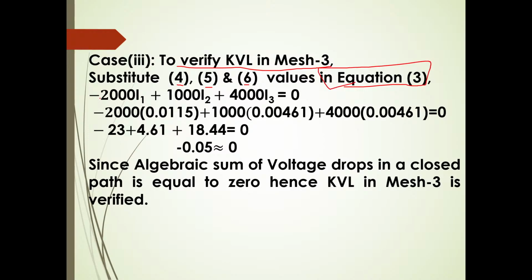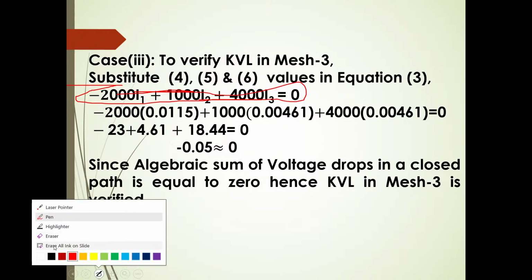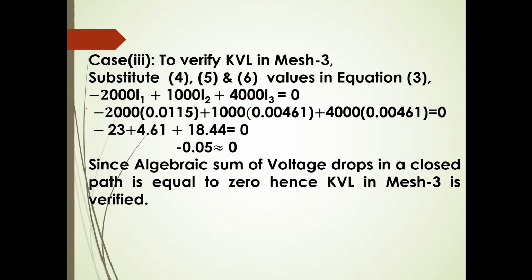So what is our equation 3? Equation 3 is minus 2000 I1 plus 1000 I2 plus 4000 I3 is equal to 0. This is our equation 3. I'm unable to write. So minus 2000 I1 plus 1000 I2 plus 4000 I3 is equal to 0. So substitute 4, 5, 6 in this.